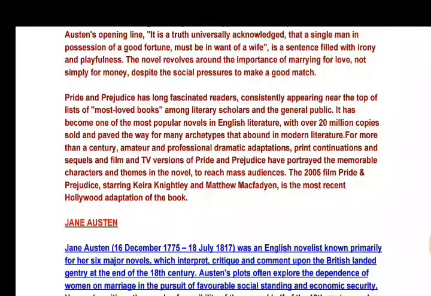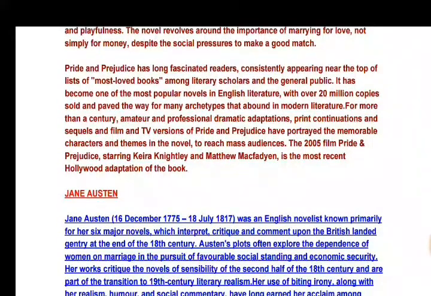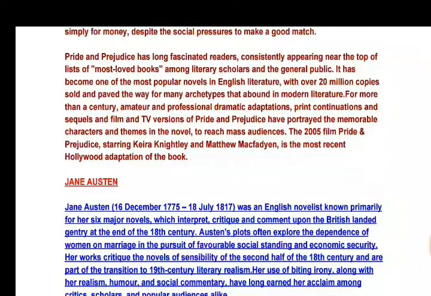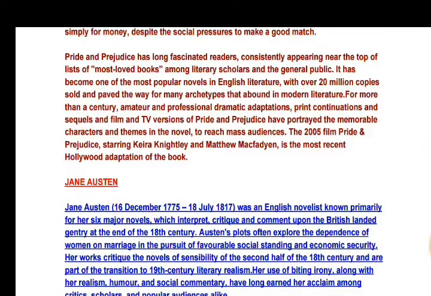Pride and Prejudice has long fascinated readers, consistently appearing near the top of lists of most loved books among literary scholars and the general public. It has become one of the most popular novels in English literature, with over 20 million copies sold, and paved the way for many archetypes that abound in modern literature.